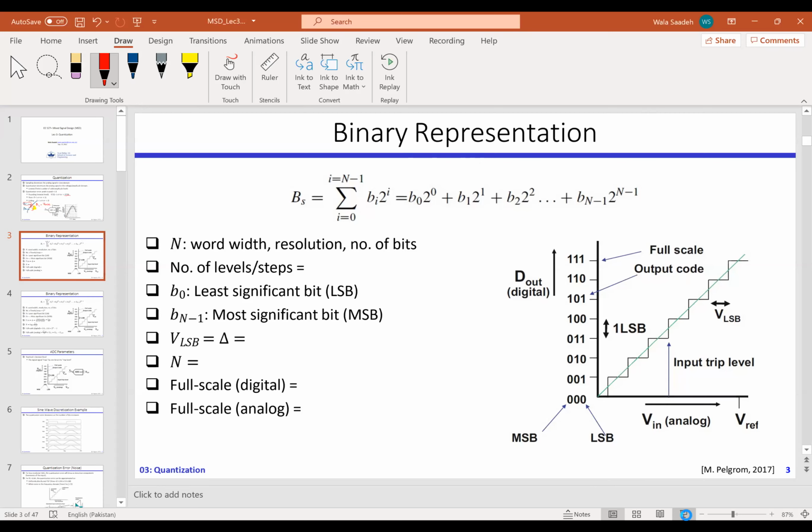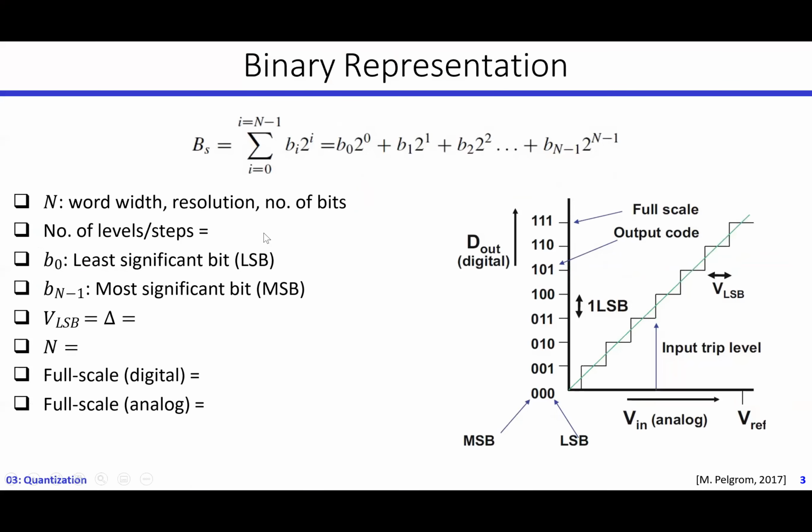So basically this is what we were just saying about the number of code levels that we have here. B0 is basically our least significant bit, our LSB. It's a term that we will be using a lot. B n-1 is our most significant bit. So our VLSB is basically our V full scale, the maximum voltage that we are having in our system, or our reference voltage, divided by 2 to the power of n, the number of levels that we have.